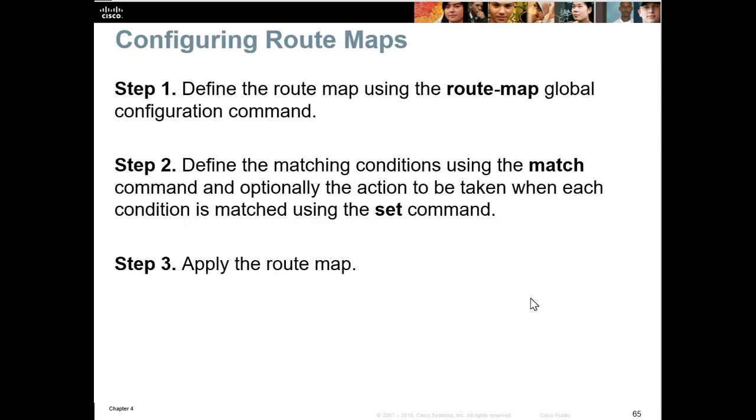Okay, so the operation adalah macam mana kita nak buat route map ni. First, we define the route map. Okay, and the keyword here adalah route map. And then we define the matching conditions using the match command, and also optionally the action to be taken when each condition is matched. So this is using the set command. Okay, so once kita dah ada all these route map statements, barulah kita decide where to apply the route map. Okay, so which redistribution that we want to apply the route map.